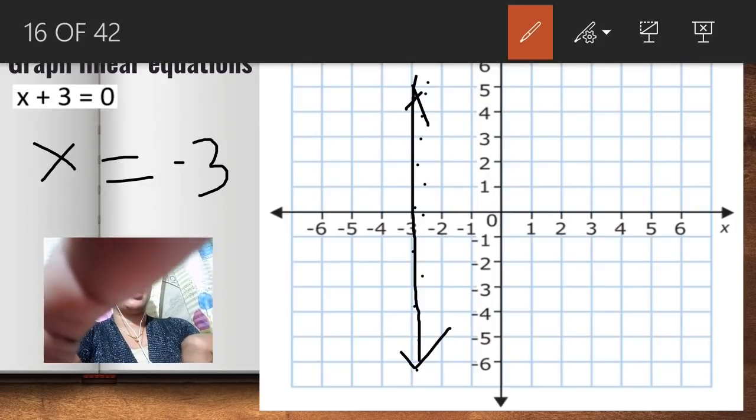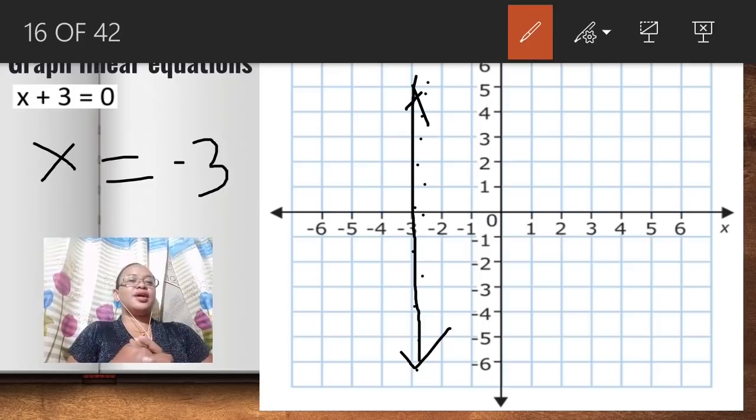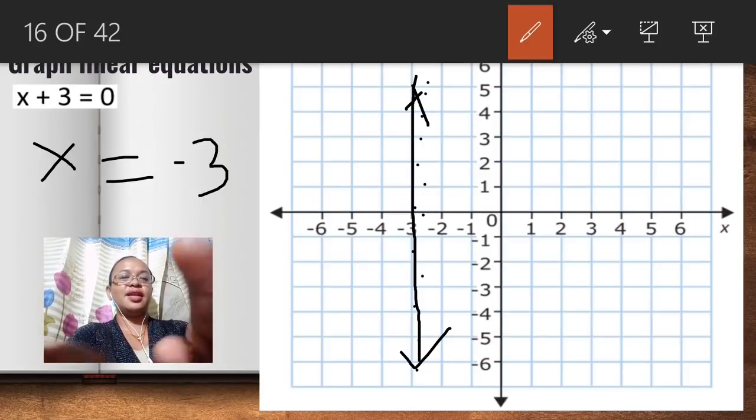So when there is no y, the line graph is vertical. When there is no x, the line graph is horizontal. The graph of the linear equation.